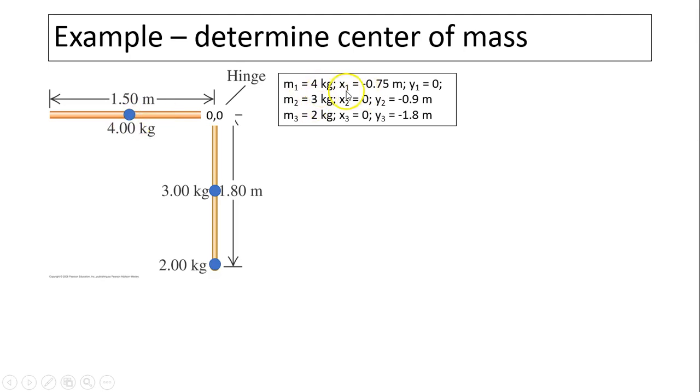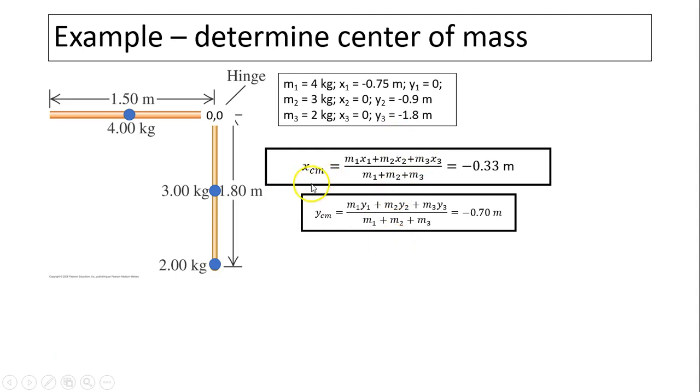Particle 1 is 4 kilograms. Its location is negative 0.75 because it's at the center of the bar. I chose 0, 0 at the hinge because I find that most convenient for me. You can choose 0, 0 at any point of your choice. Plug into the equation, and we find the x center of mass is negative 0.33 and the y center of mass is negative 0.70. The negative 0.33 is closer to this vertical bar because the vertical bar has more mass. And again, the y should be lower than the 4 kilograms because most of the mass is below this 0.